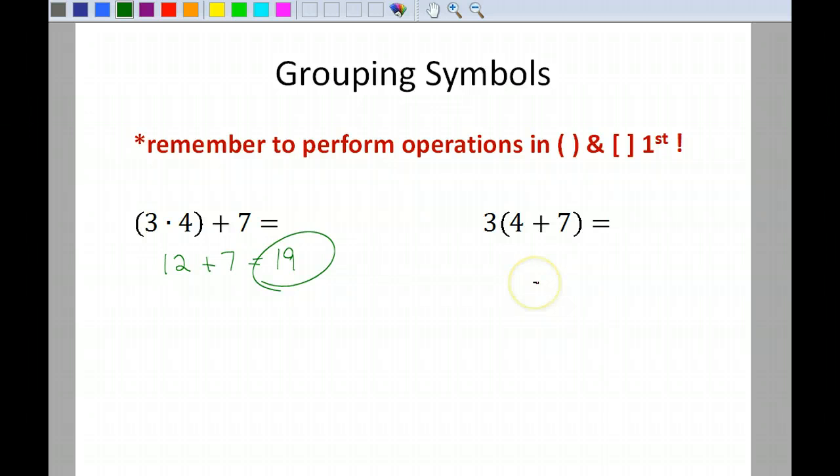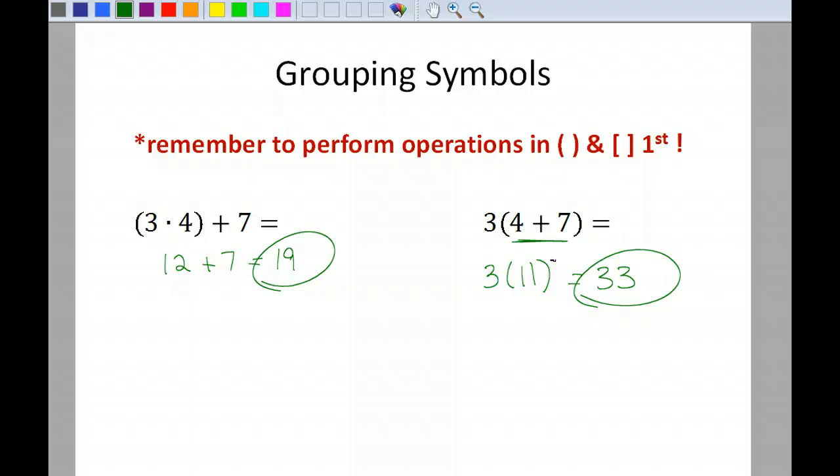Now look at this one. This one's a little different. I still have the same essential problem, but my parentheses are in a different location. So now I'm going to take care of 4 plus 7. What's 4 plus 7? Okay, that's 11. Now what's 3 times 11? That's right, that's 33. I have the exact same numbers, the exact operations. The only thing that's different is the location of my parentheses.